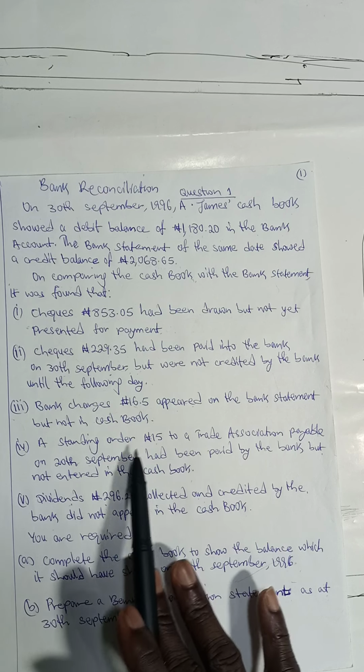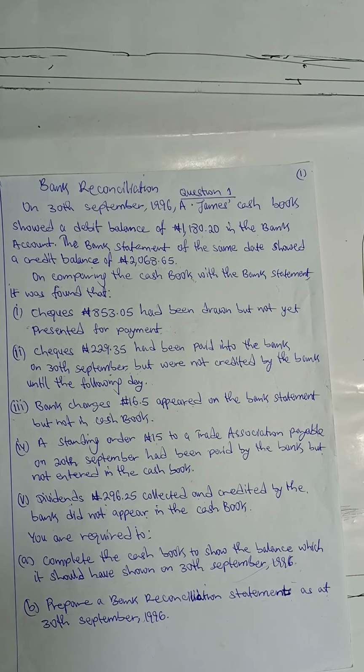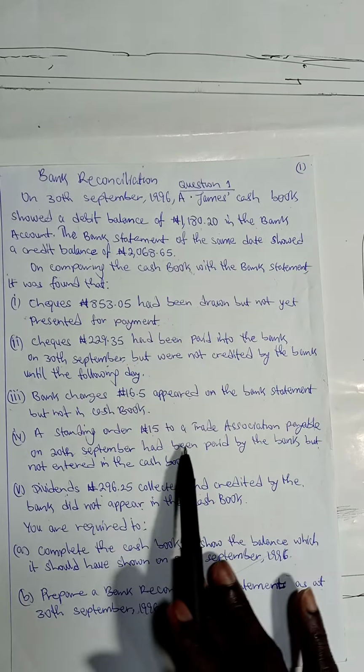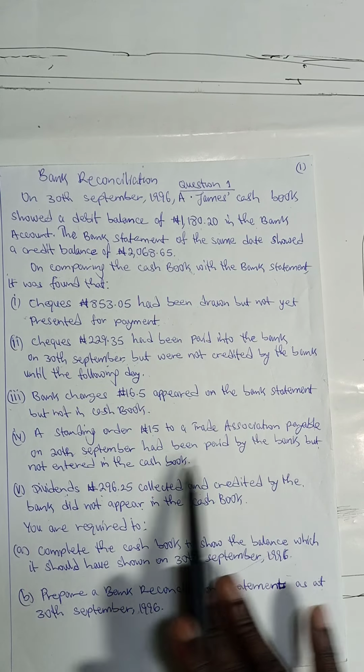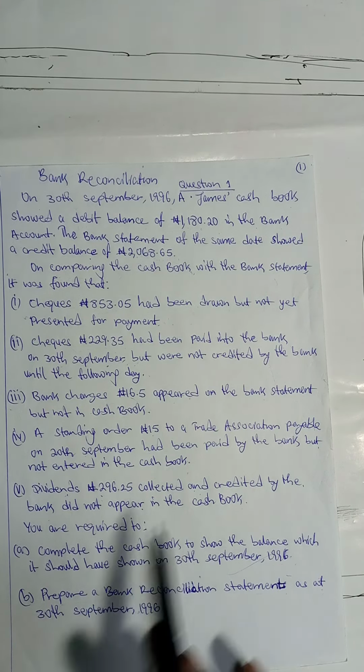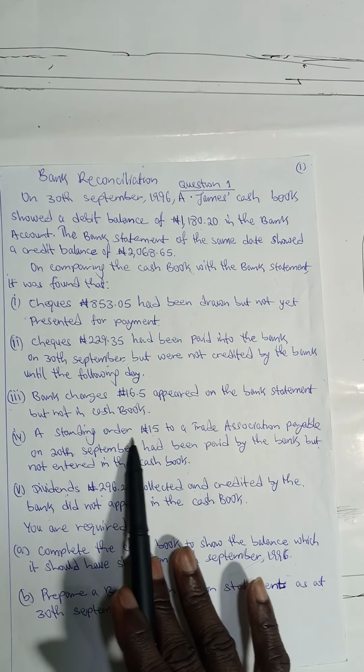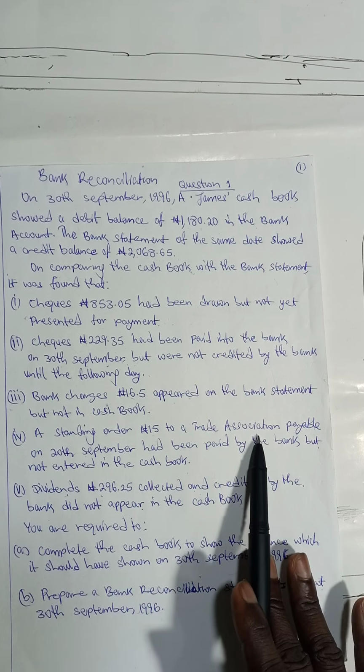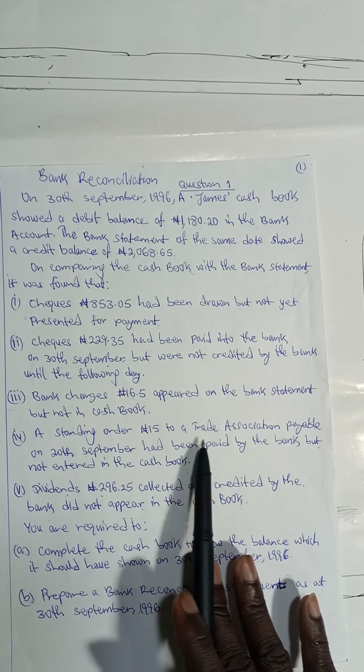Then we have a standing order of 15 naira to a trade association payable. We defined a standing order also. We said a standing order is a payment effected by a bank based on the customer's standing instruction. So this also is a credit in the adjusted cash book. We have to credit it to our adjusted cash book.